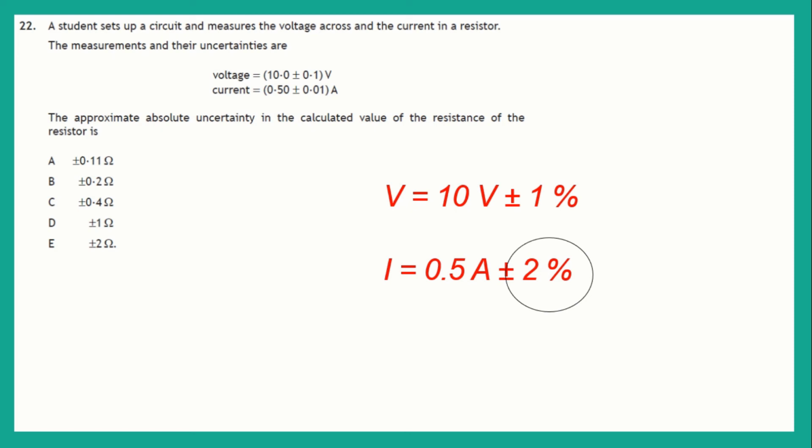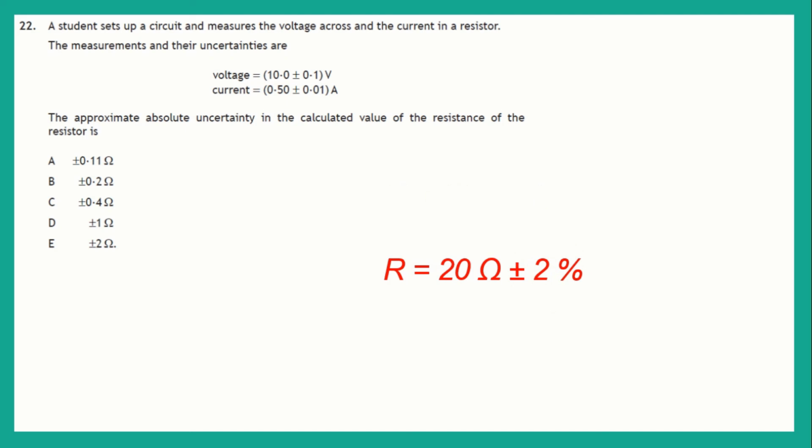However, the question is asking us for the absolute uncertainty, not the percentage uncertainty. This means that we need plus or minus a certain number of ohms. Overall, our resistance is 20 ohms plus or minus 2%. Finding 2% of 20 ohms gives us 0.4 ohms. So our resistance is 20 ohms plus or minus 0.4 ohms. The answer is C.